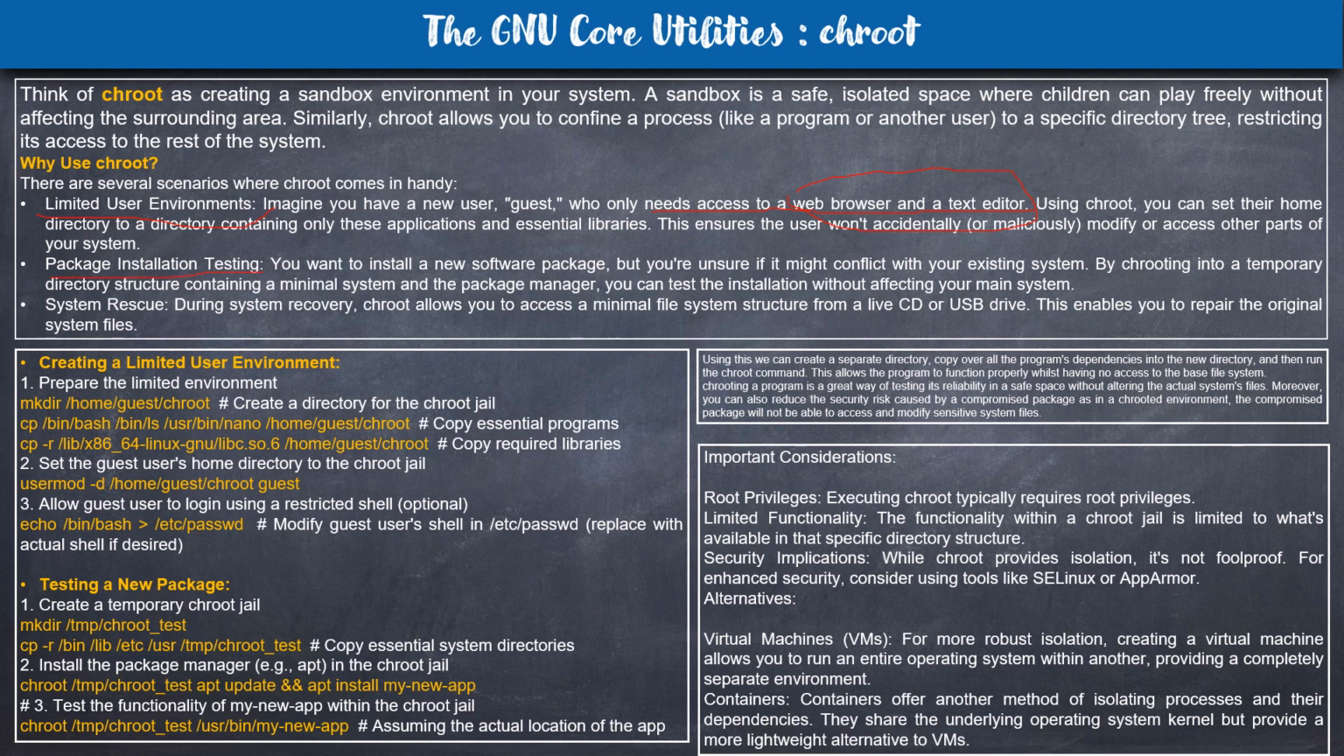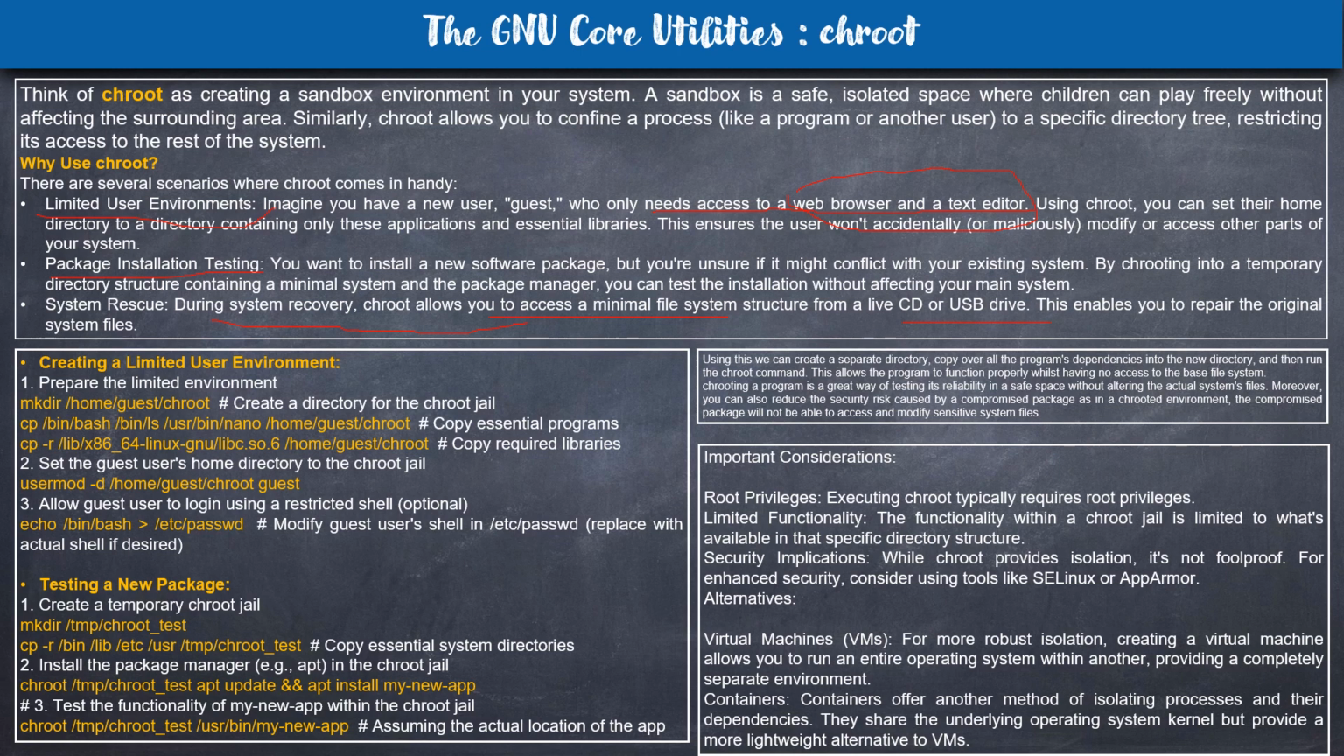Then package installation testing. Suppose you have a package or software that you want to test without affecting the actual system, you can use this chroot. Then system rescue. During system recovery, chroot allows you to access a minimum file system structure from a live CD or USB drive, so that nothing else is affected.